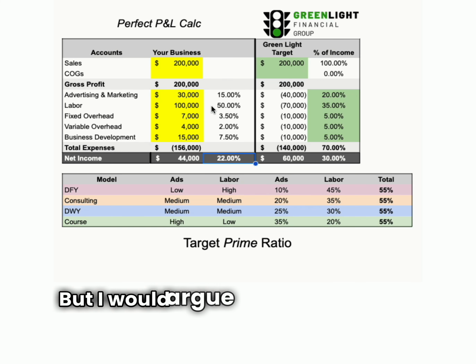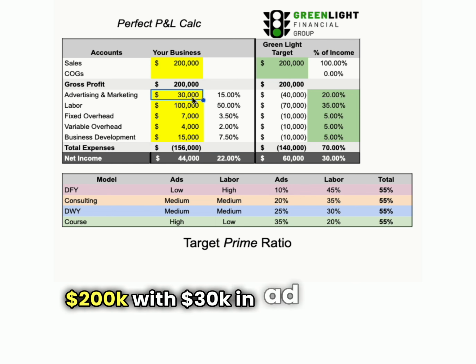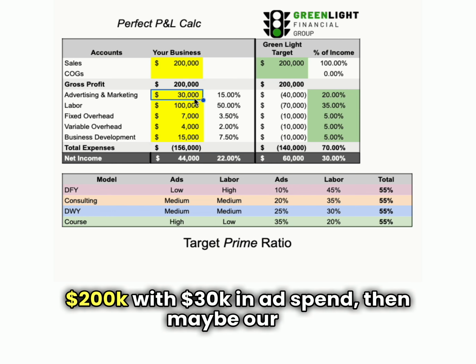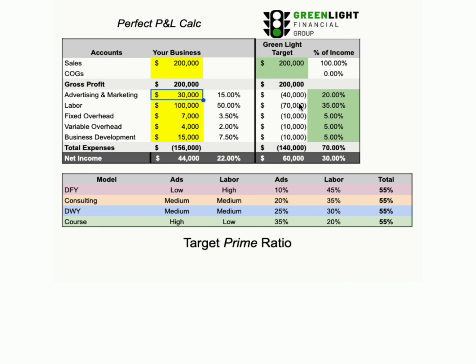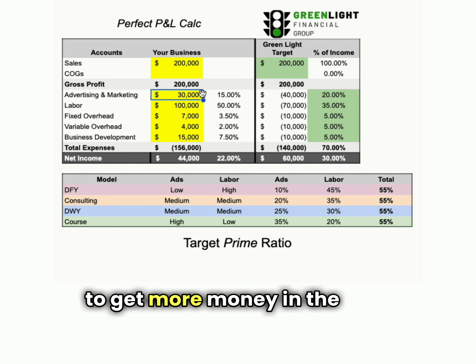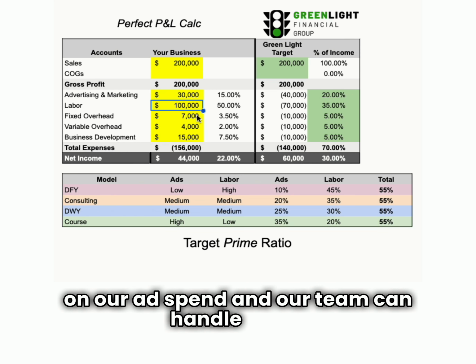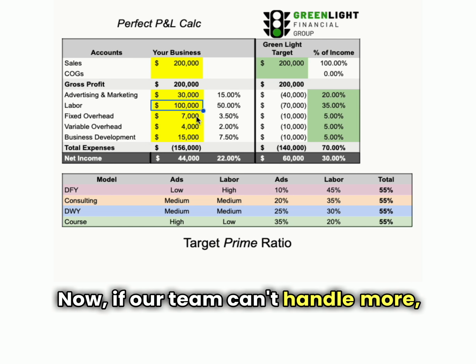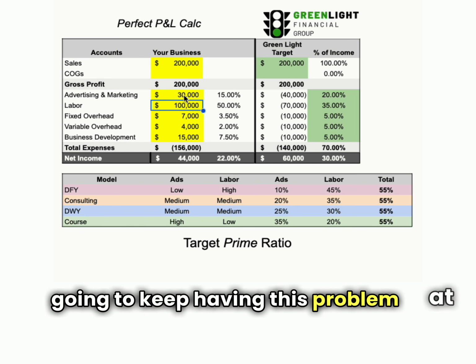But I would argue that if you're able to produce 200K with 30K in ad spend, then maybe our ad spend right now is really doing well with that great ROAS. And we should actually spend a little bit more money to get more money in the door because we're efficient on our ad spend and our team can handle more. Now, if our team can't handle more, again, we're going to go back to the drawing board and figure out, because otherwise we're just going to keep having this problem at scale.